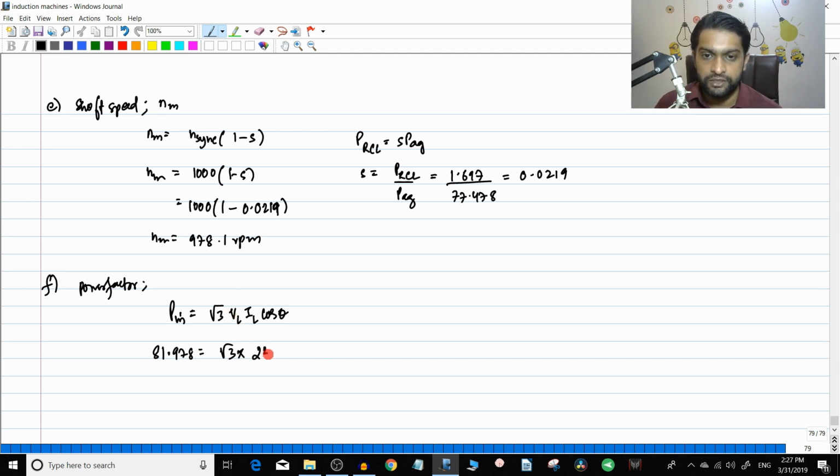So this is 230 multiplied by IL, which was given to be 248, into cos theta. So the cos theta value will be equal to 0.829. From this, if you calculate the value of cos theta, it will be 0.829. What is the next part of the question?